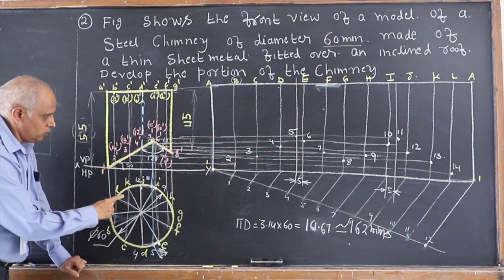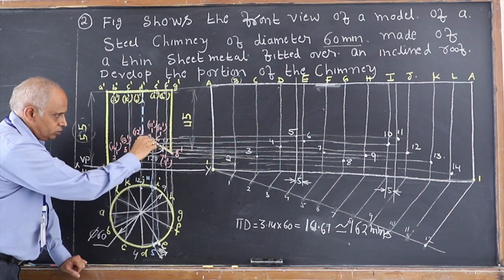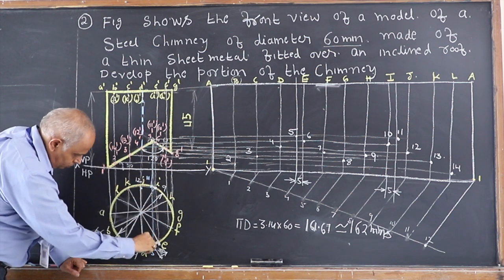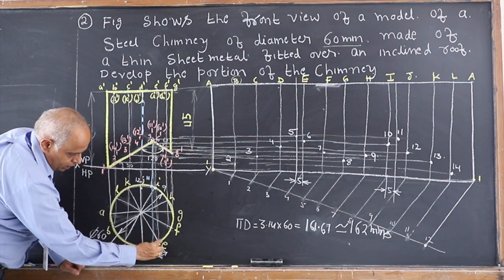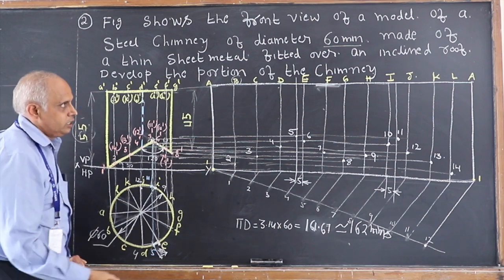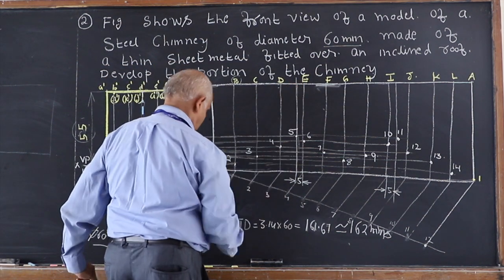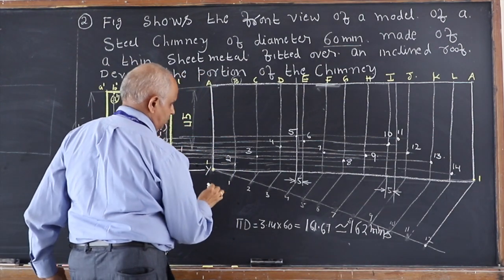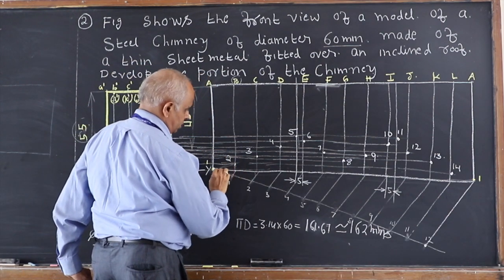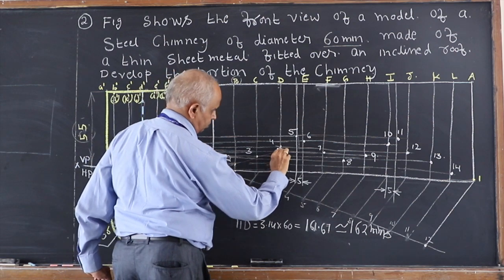Any problem, if you want to locate a point which is not passing through any generator, project it onto the top view, take this distance between E and D nearer to E. So between D and E nearer to E, mark this, and on that you transfer that point, and therefore you are in a position to locate all these points. So draw a smooth curve passing through these points.